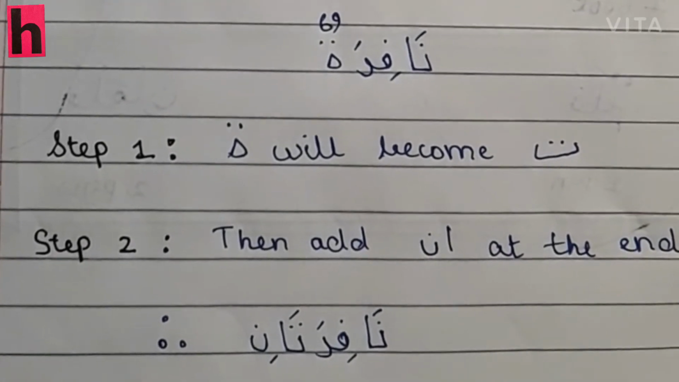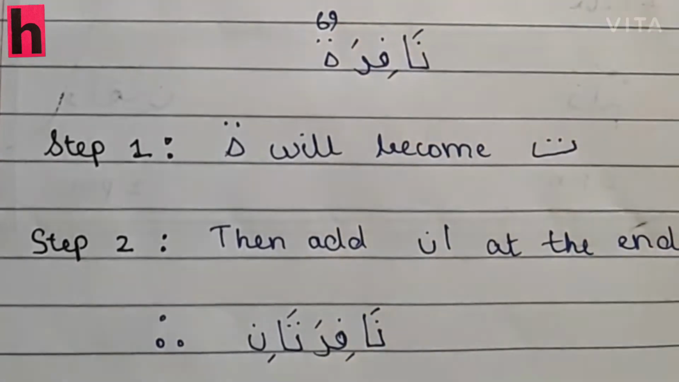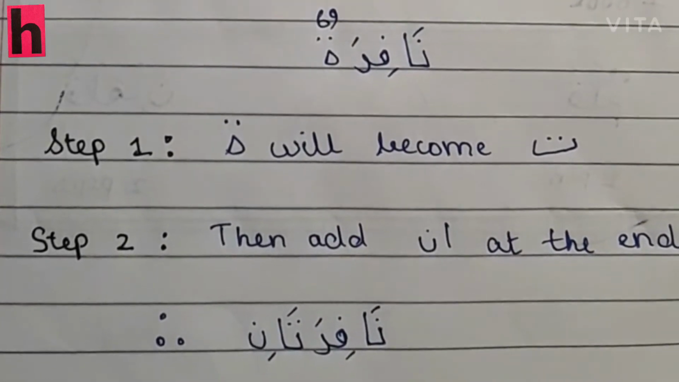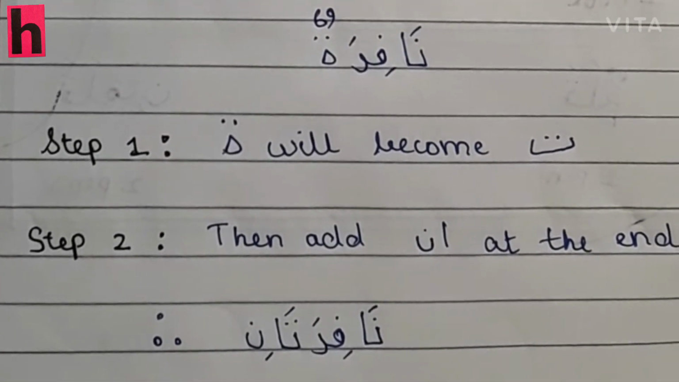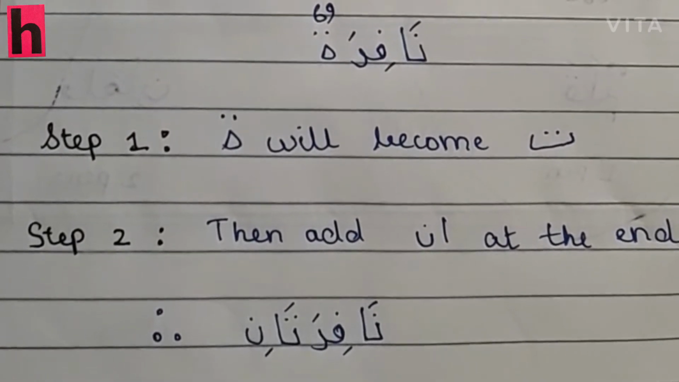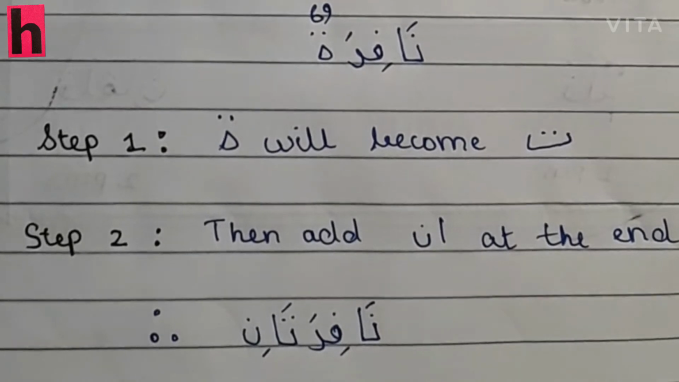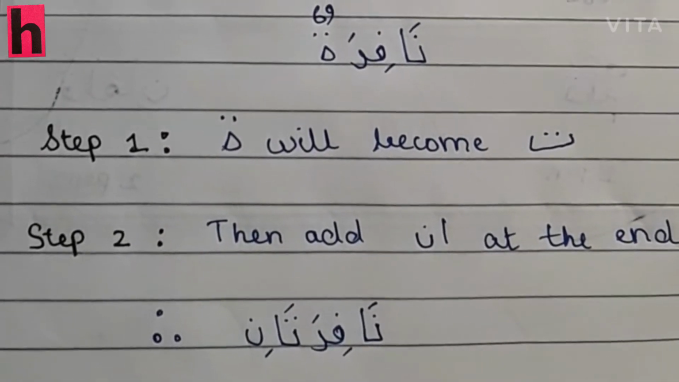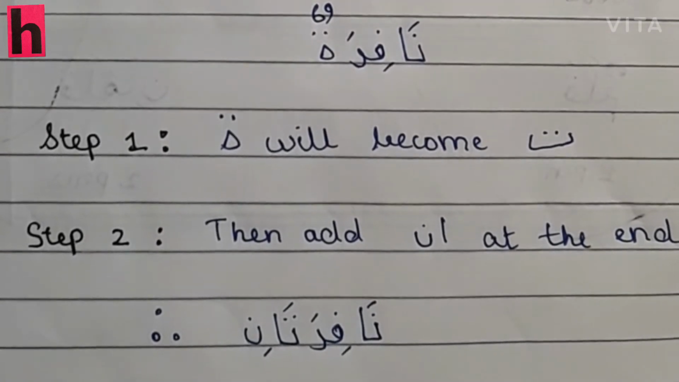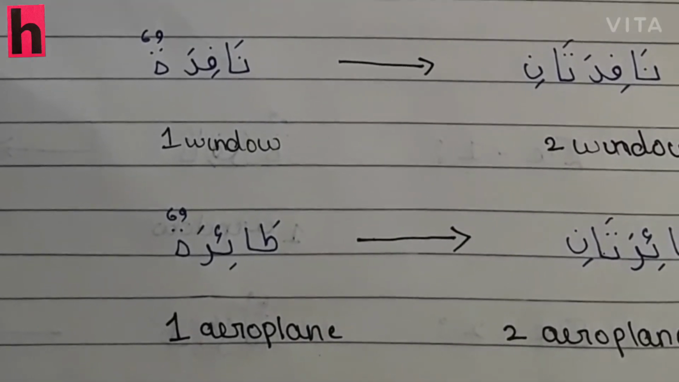So, to change a feminine noun which is singular into dual form, you will need to add alif noon. Step 1 is ta marbuta will become ta. And step 2, after ta marbuta is replaced with ta, add alif noon at the end. So nafidatun becomes nafidatani. But remember, ta marbuta will be replaced by ta.